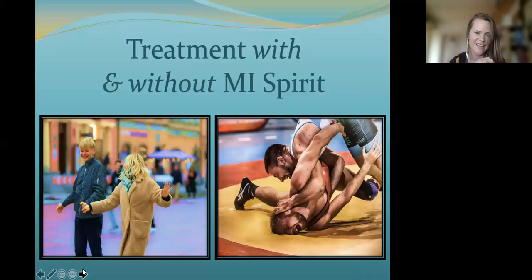So in conclusion, just using these images to encapsulate that idea of treatment with and without the MI spirit. If we're using that more old school, top-down paternalistic approach, it does feel like wrestling. It does feel like an act of domination. Whereas if we're really embracing the spirit of MI and doing that collaborative alongside work, then it can feel like dancing. It can feel lovely and really engaging, and that we're very much on the same plane as our patients.